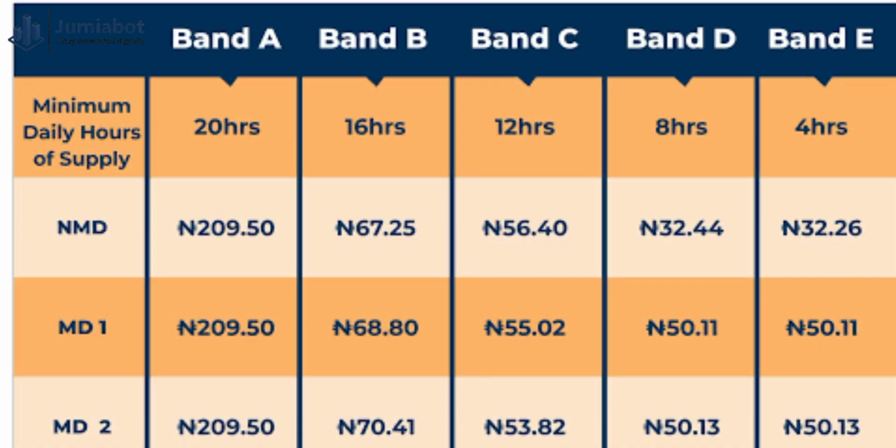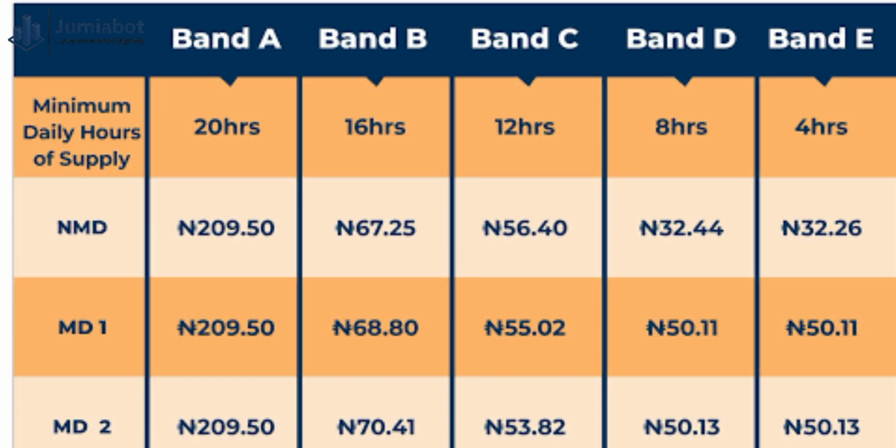Now let's proceed. Your prepaid meter band determines the total hours of light you'll be having every day. What you are seeing on the screen is the total number of hours that you'll be having electricity per band. We have band A, band B, band C, D, and E. Now let's take the first one, band A. When you are in band A, it means that you'll be getting at least 20 hours of electricity.